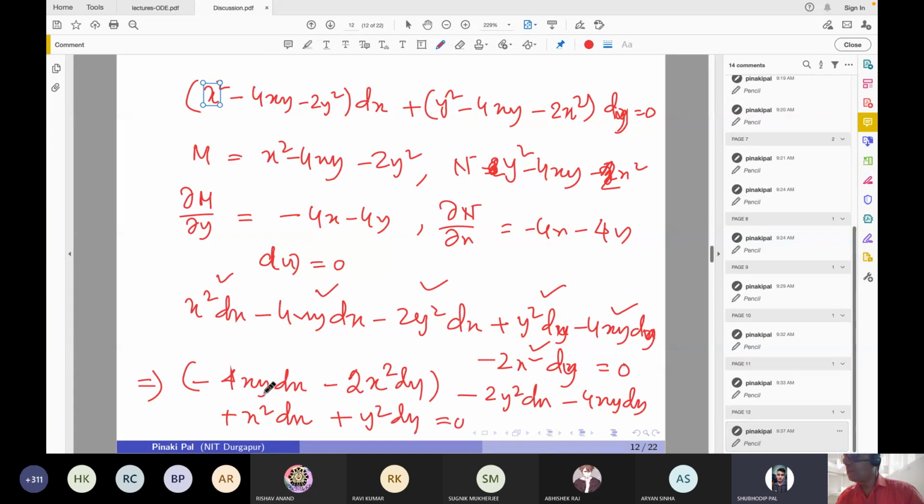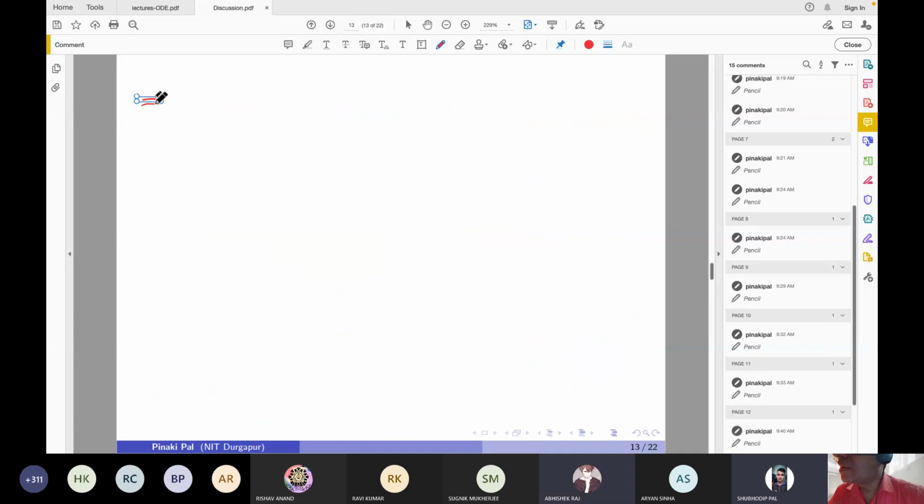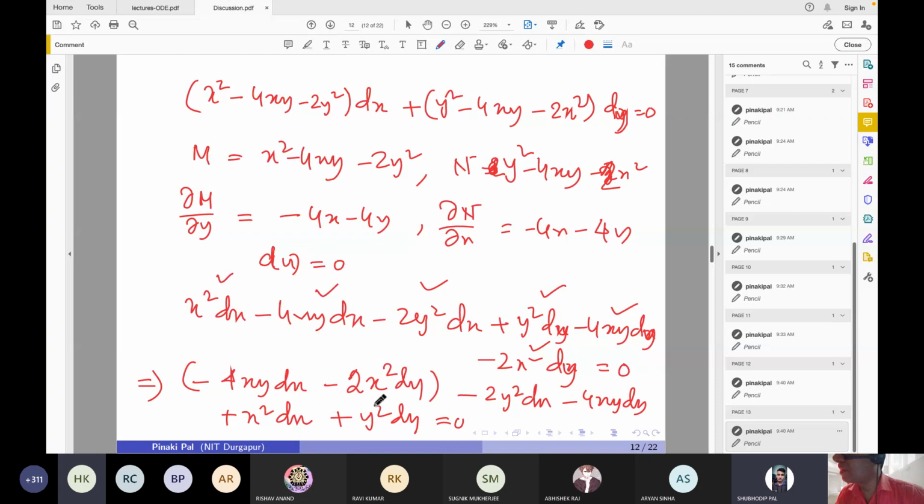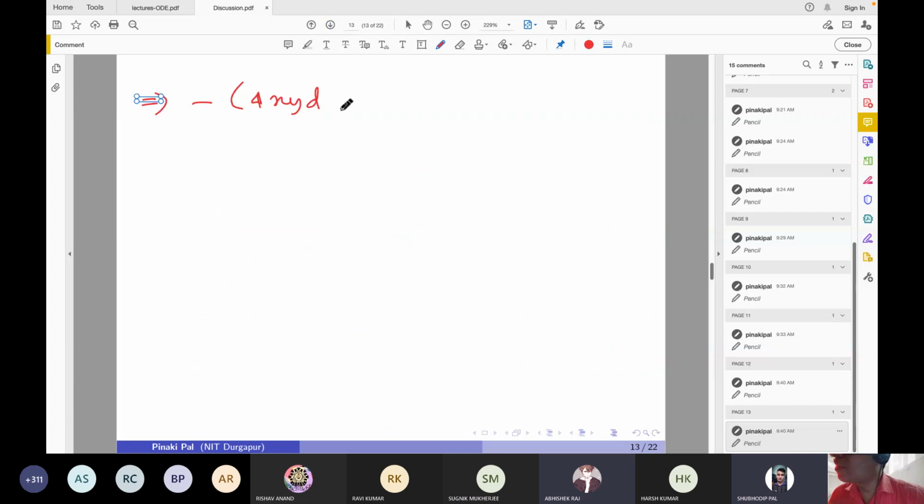Now you look at these two differentials, minus 4xy dx and minus 2x square dy. This is minus d of 2x square y. Taking 2x common, sir. Yes, so let me just write this as dx, I think.